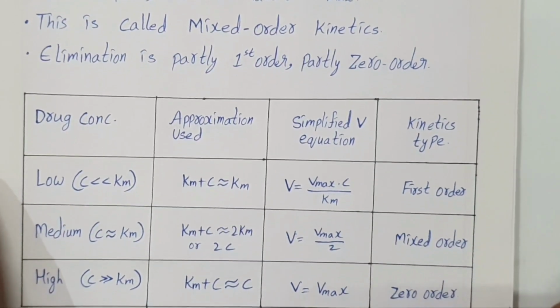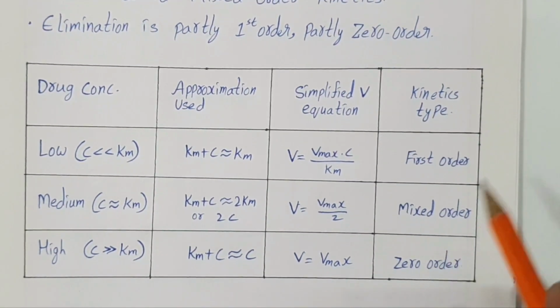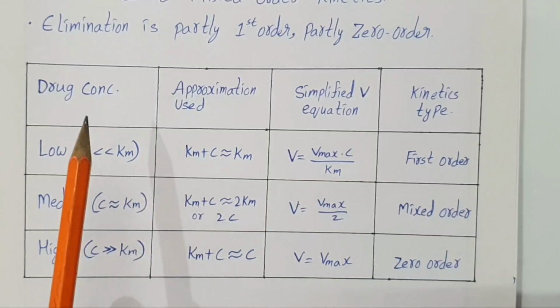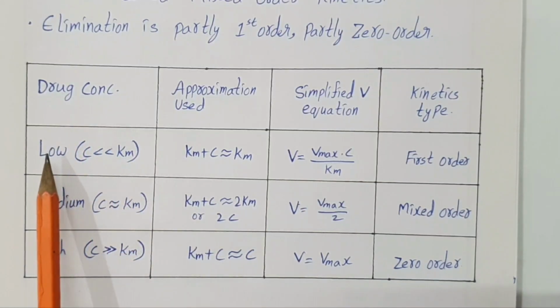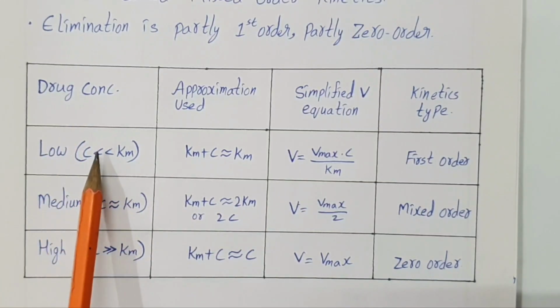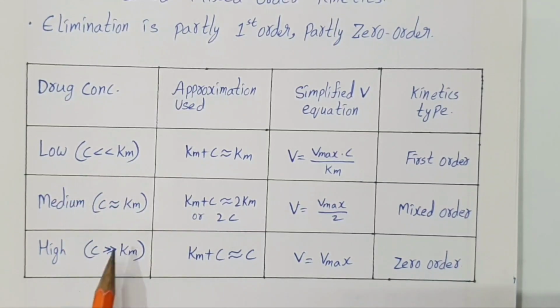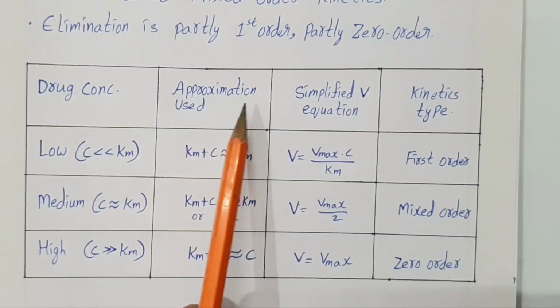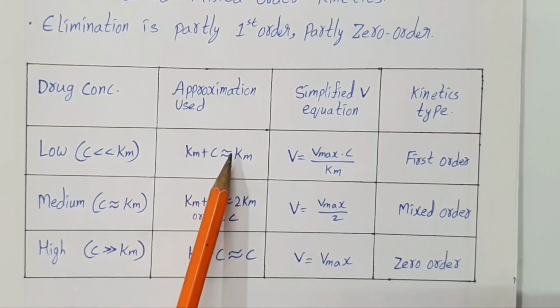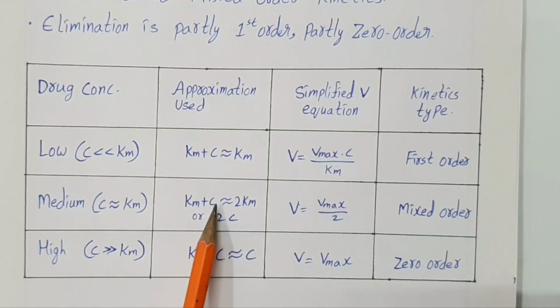Here is a summarized table for you to remember it. First we have the drug concentration: low, medium, high. Then the approximation used: for low, Km plus C is Km. For medium, Km plus C is equal to 2Km or 2C. Here, for high, Km plus C is equal to C only.